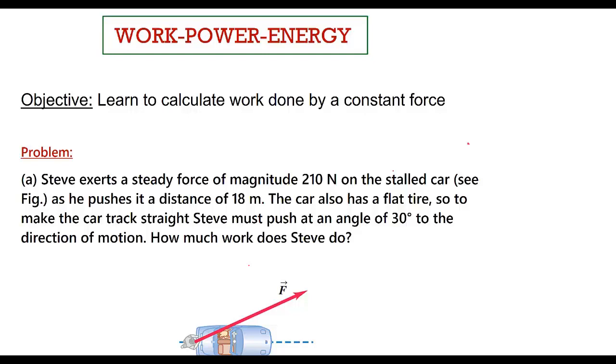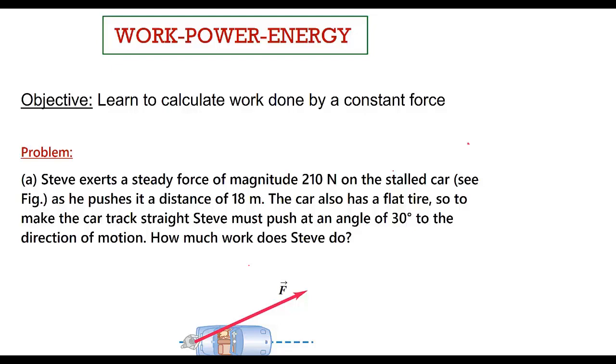Hello friends, in this video we will learn how to calculate work done in case of a constant force. If a constant force is acting on a body, how do you calculate the total amount of work? Basically there are two ways to calculate the work done. The first one, in which you simply apply the formula, and the second, in which you use the vector dot product.